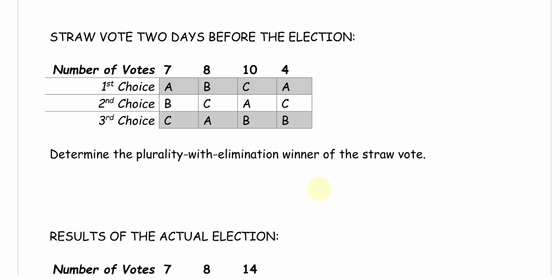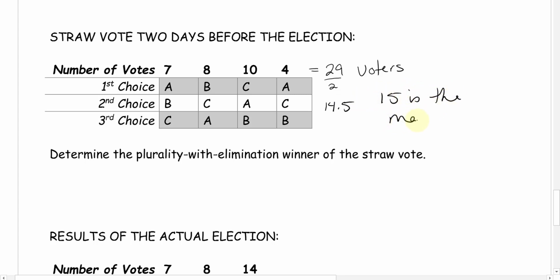So first we want to figure out how many voters there were. So we have 7 plus 8 is 15, plus 10 is 25, and another 4 is 29 voters. So take 29, divide it by 2, and that gives us 14.5. So 15 is the majority. And we can see that we don't have a winner right off the bat.